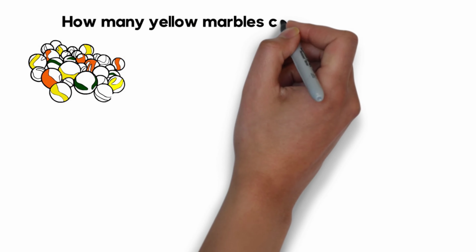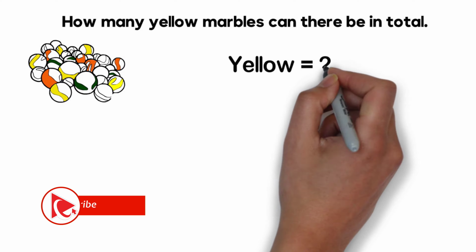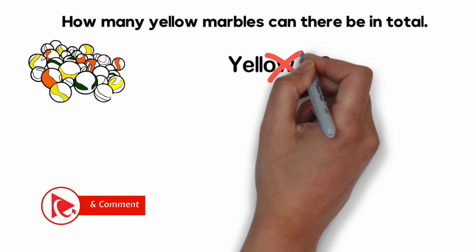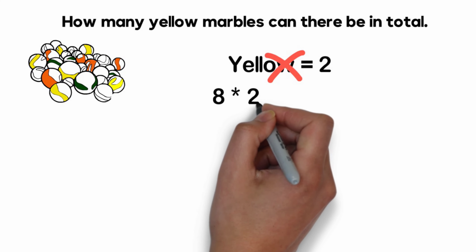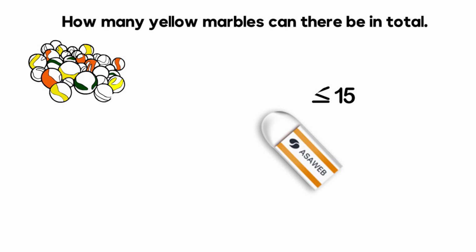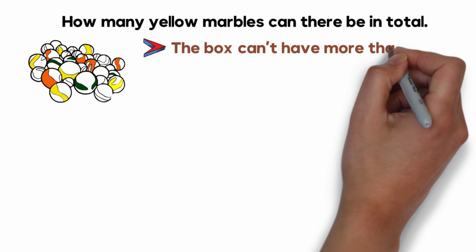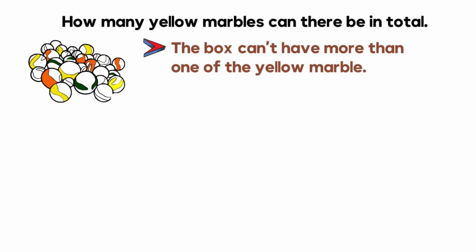So the question is, how many yellow marbles can there be in total? Can there be 2 yellow marbles? No, because if we multiply 8 by 2, we will get to the total of 16 marbles, which is greater than the 15, which is the current total number of marbles. Based on this information, the box cannot have more than 1 yellow marble.